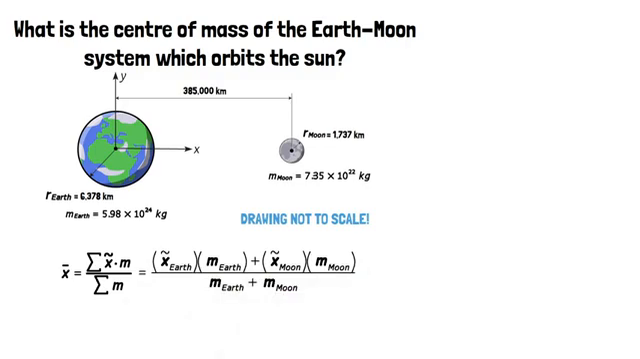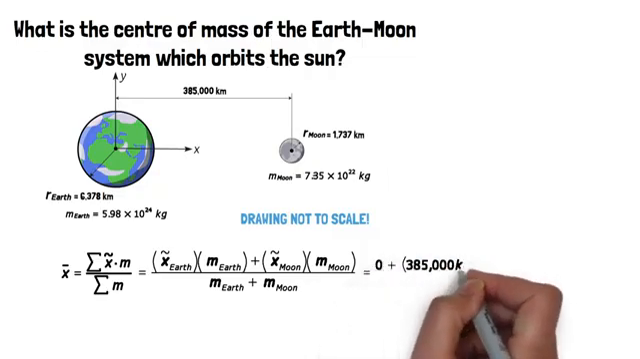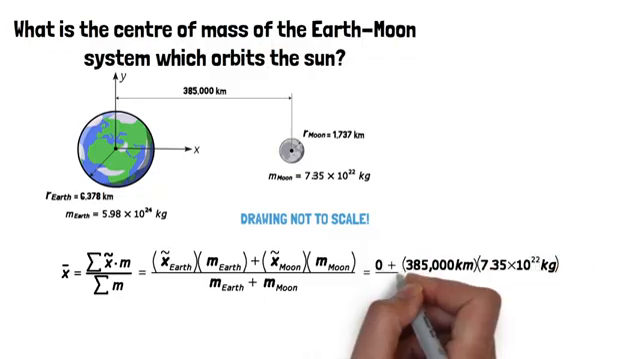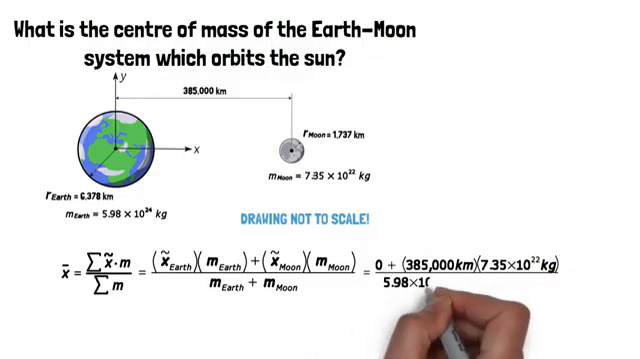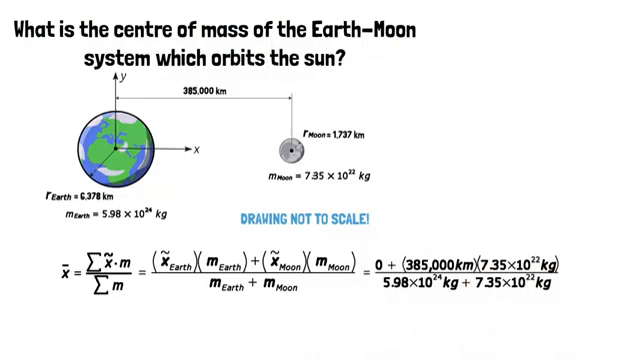Since our coordinate frame is centered on the Earth, its contribution to the numerator becomes 0, and we can fill in the appropriate masses and distances from above. If we evaluate this expression, we obtain that the location of the center of mass, x bar, is equal to 4,675 kilometers.